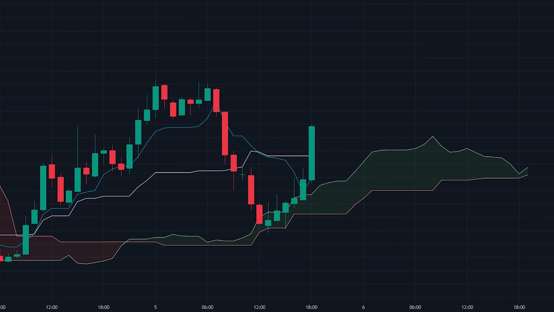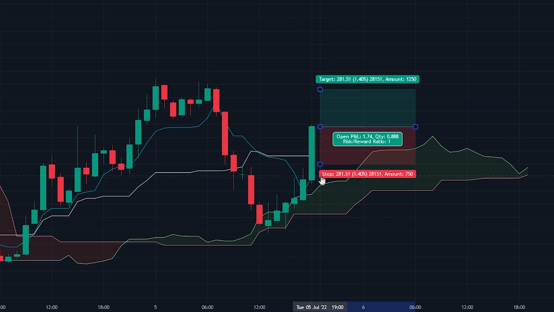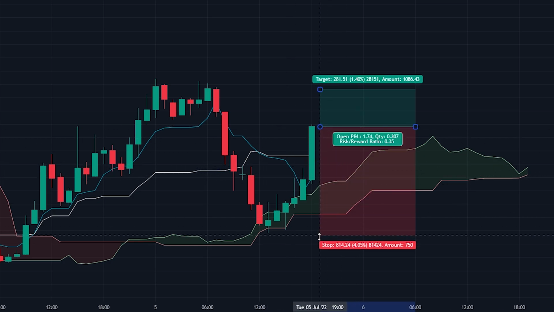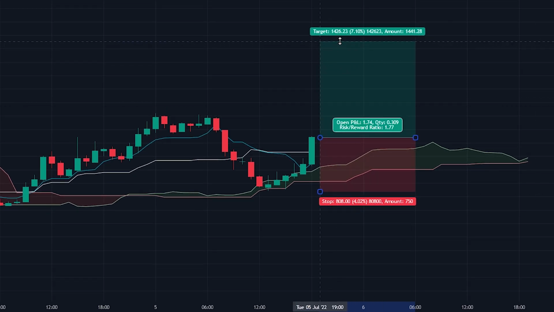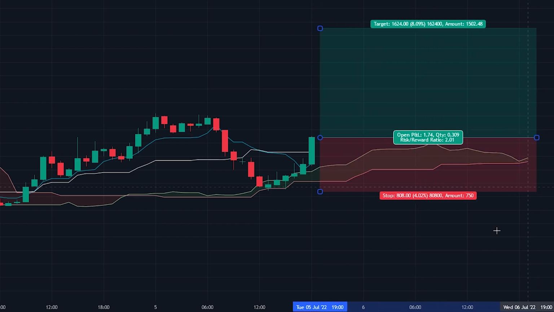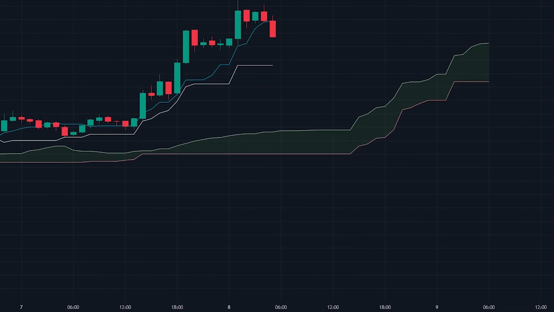Since all of the components we currently have enabled are signaling that this is a valid buy entry, let's enter into the position. We will place the stop loss slightly below the most recent support zone. For the take profit, we will target a 2 times risk to reward ratio. Now let's see how the trade plays out.